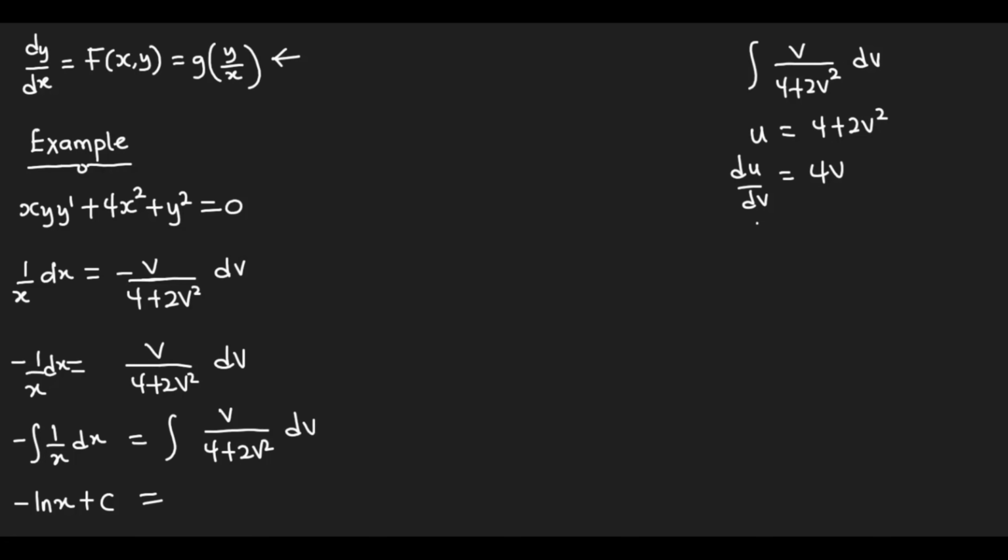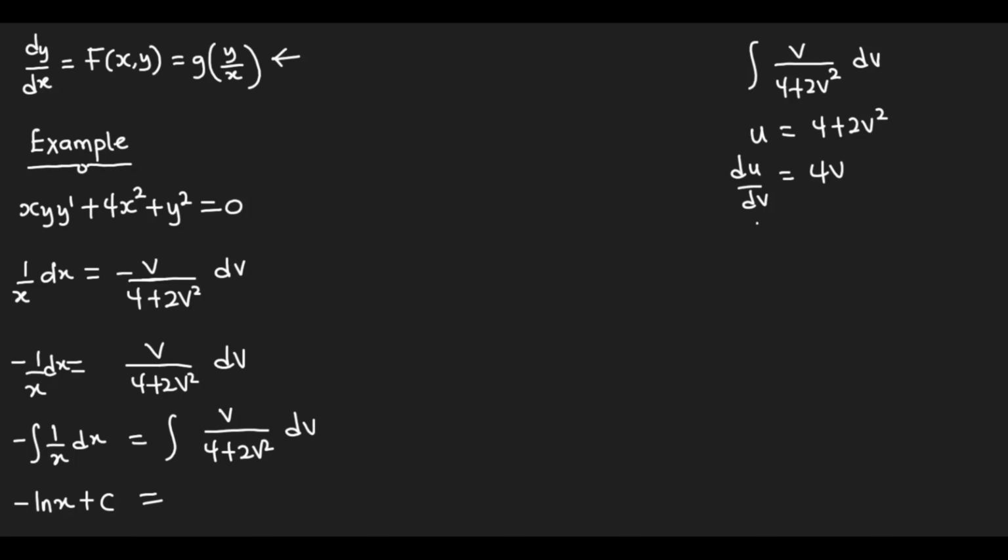So the exponent will cancel out the natural logs. So you are going to have x to the power minus 1 multiplying c, and this will be equal to 4 plus 2v squared to the power 1 over 4. On the left hand side, I will write it as c over x, because x to the power minus 1 gives us 1 over x. So when we write it, we can get it this way. We are going to have 4 plus 2v squared to the power 1 over 4 here.